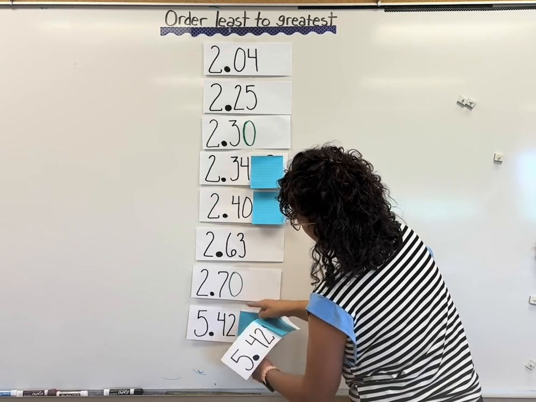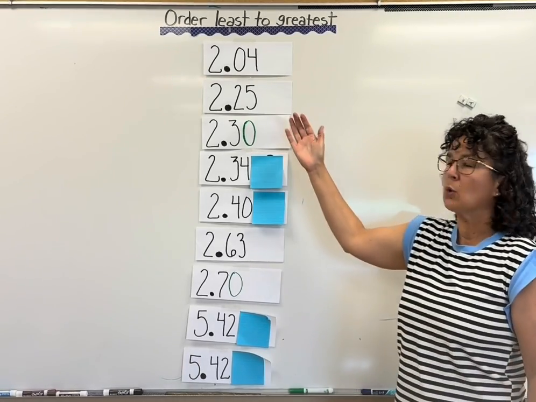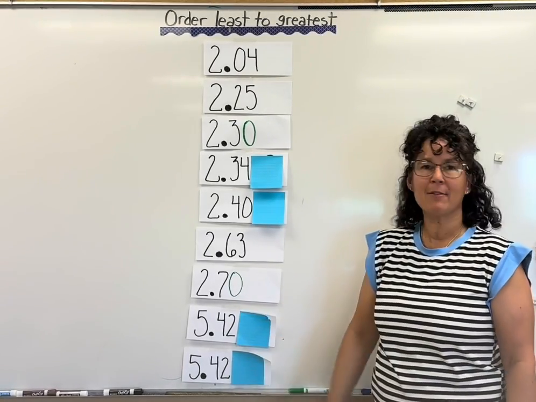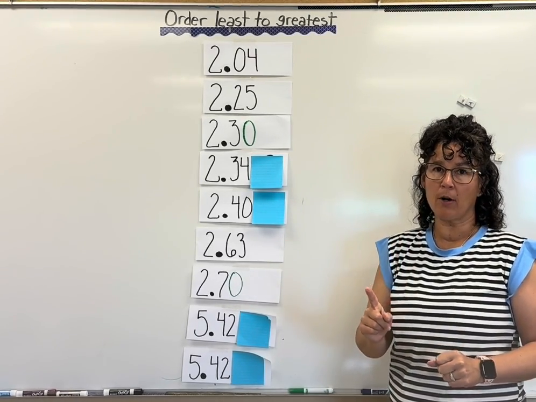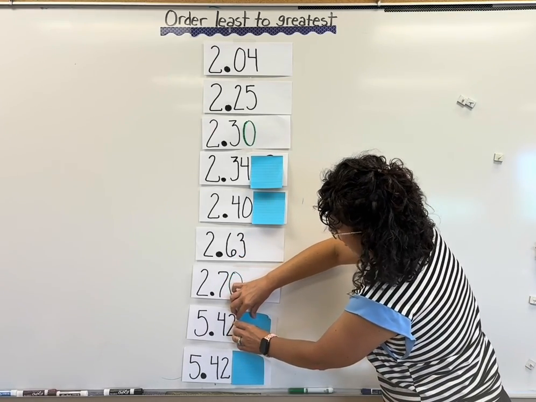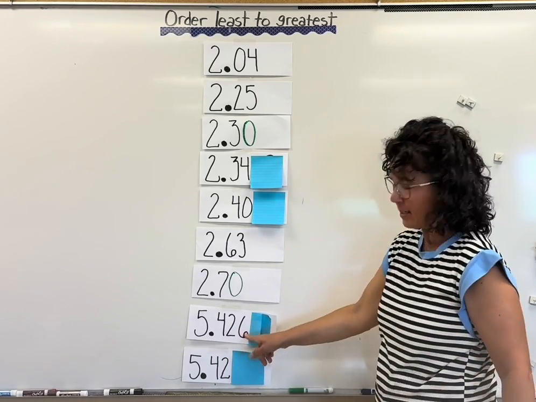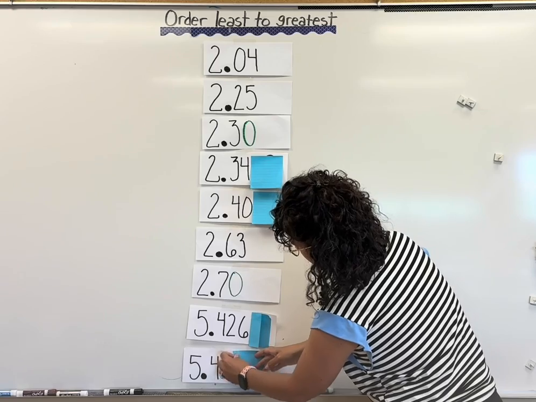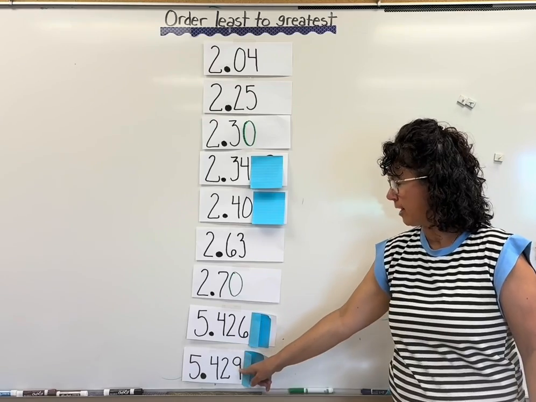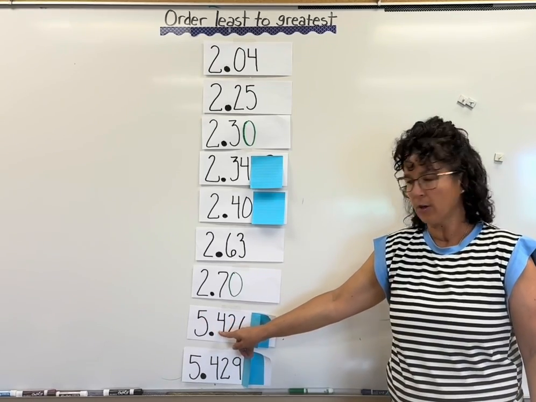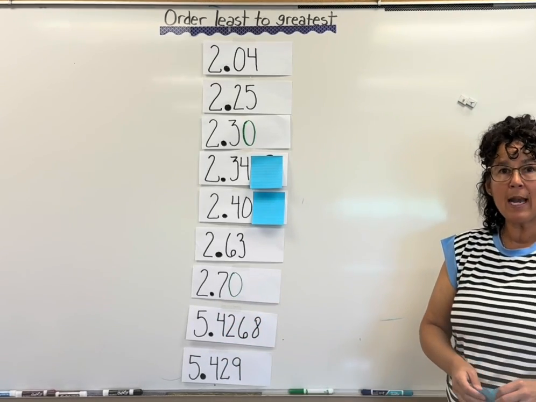We have $5.42 and $5.42. So if you've covered up a number and they end up being the same, the last strategy is just to take a peek at only one number that we've covered up. Not all of it, just one number. So in this one, taking a peek, that's the number 6. Taking a peek, that's the number 9. 6 is smaller than 9, so this number is smaller. It doesn't matter what else is underneath here. We only looked at one extra number.